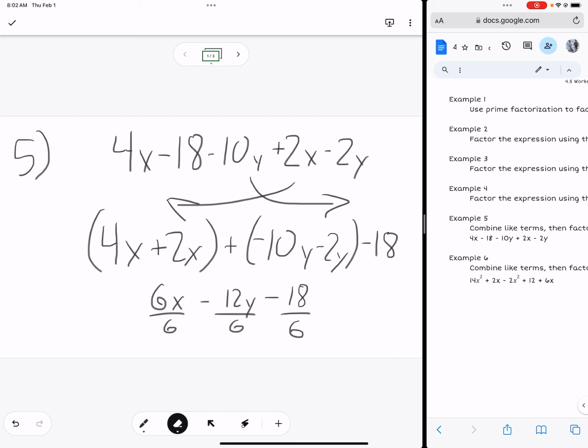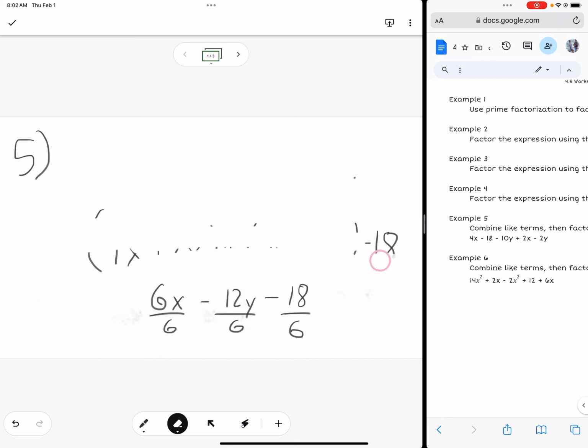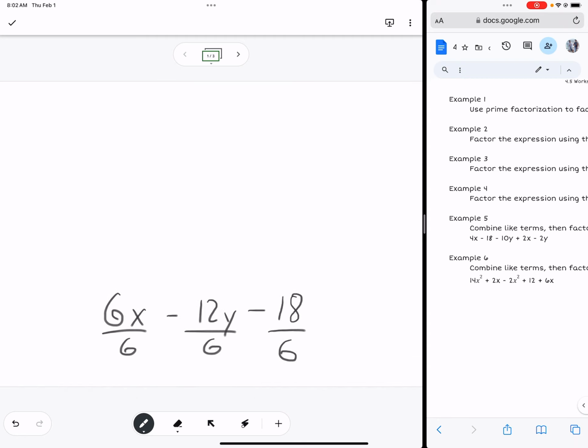So if I factor out the equation that I have on the bottom, what am I going to end up with? Someone raise their hand. Josiah, what would I get? Yeah. So what would the answer be? Okay, so it'd be 6 on the outside, in parentheses, x minus 2y minus 3. And that would be our answer.